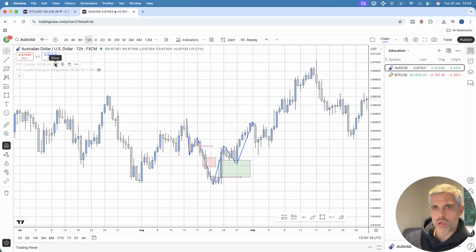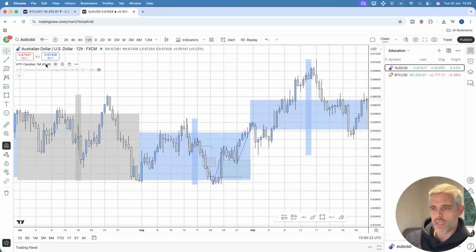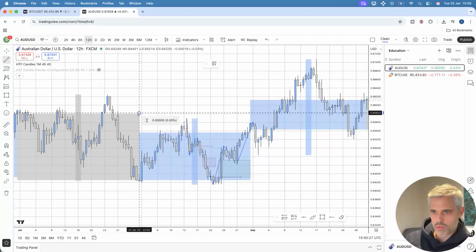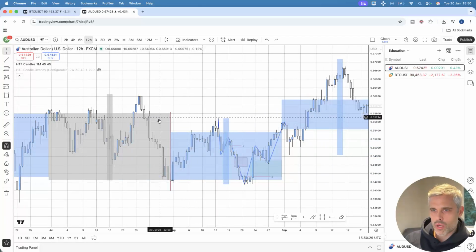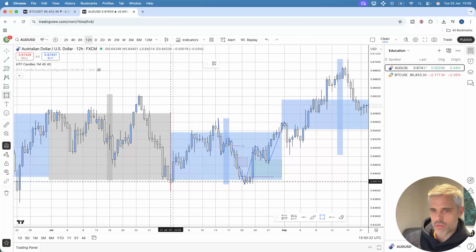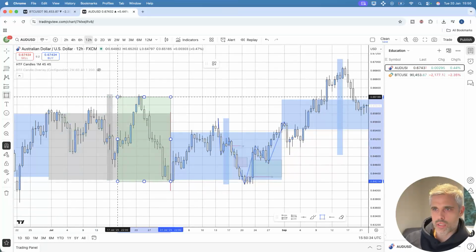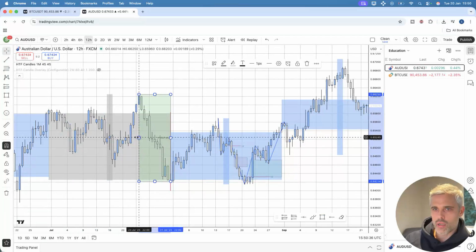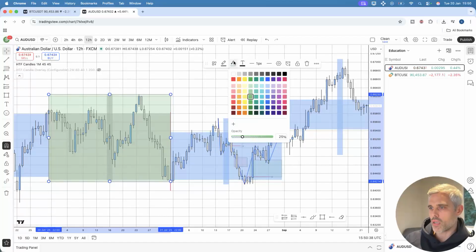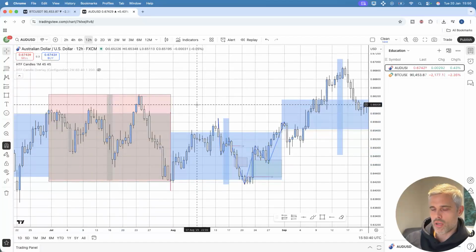So what I'm going to do is just overlay the monthly candle. I'm on the 12-hour here, and I'm going to overlay the monthly candle. What we can see is when price closes right here, we create a bearish monthly candle. So this entire range of price action right here is a bearish monthly candle. I'll mark that in red.